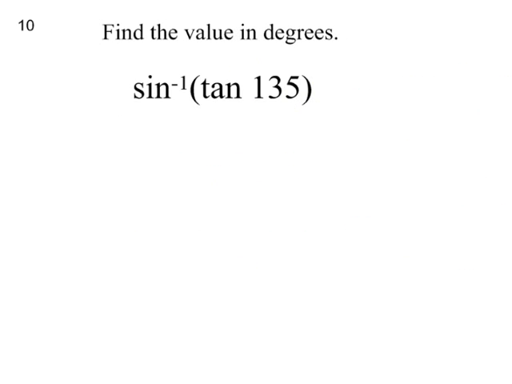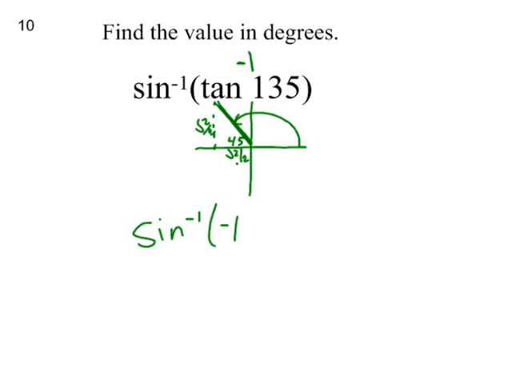Okay, let's try another one. We got inverse sine of tangent of 135. So again, start out with the idea that 135 lands me in the second quadrant, gives me a reference angle of 45 degrees. So if I take tan of 45, I know that tan of 45 is just root 2 over 2 divided by root 2 over 2, or 1. But we're in the second quadrant, and we know the slope of that line is negative, so therefore tangent is negative. And so now I'm looking for inverse sine of -1.